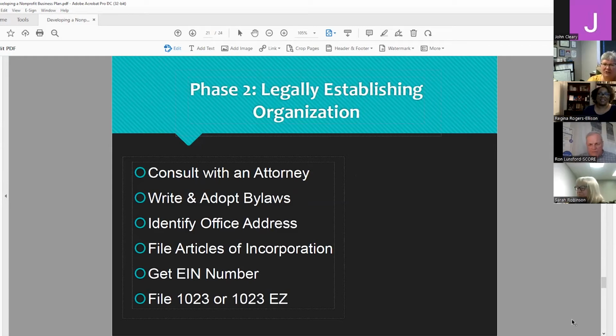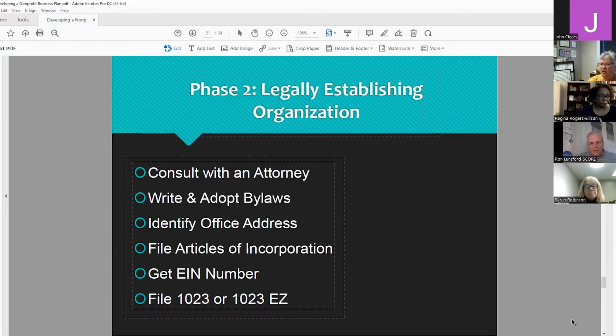But for phase 2 of legally establishing your organization, I always tell the nonprofit startups that I work with that potentially they should consult with an attorney. And I tell them that because I'm not an attorney or accountant. I'm just some woman that's helped hundreds and hundreds of people start nonprofit organizations. Certainly, I think it's not absolutely necessary to consult with an attorney, depending on what you're going to do.